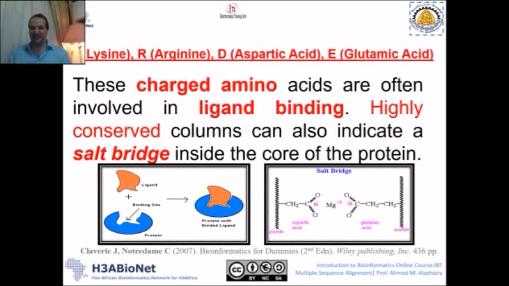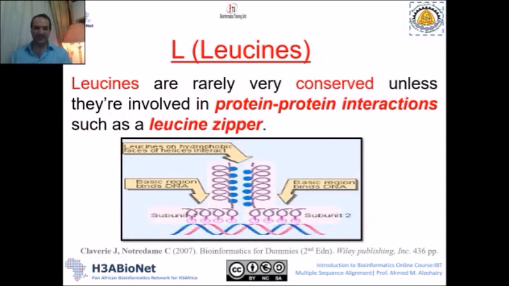Lysine, arginine, aspartic acid, and glutamic acid: as we all know, these are charged amino acids, often involved in ligand binding, and highly conserved columns can indicate a salt bridge inside the core of the protein. Amino acids like leucine are rarely very conserved unless they are involved in protein-protein interaction, such as a leucine zipper. So if you see columns of leucine, you can guess that they may be a leucine zipper, which can help in protein-protein interaction.